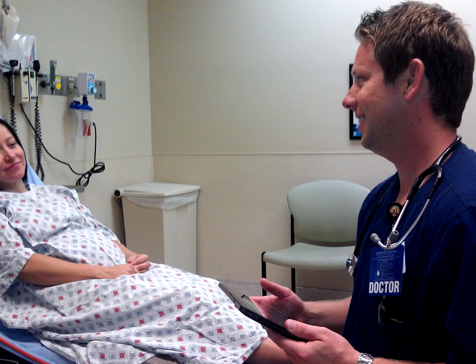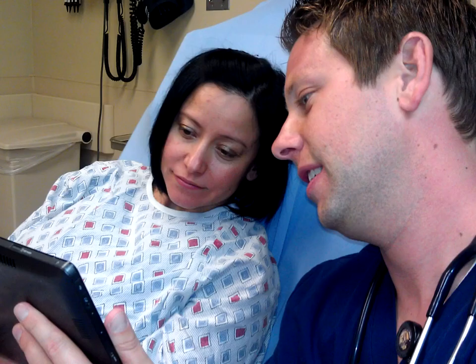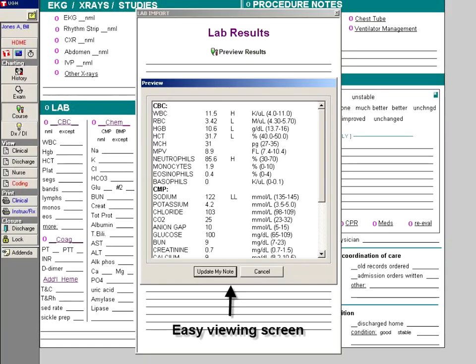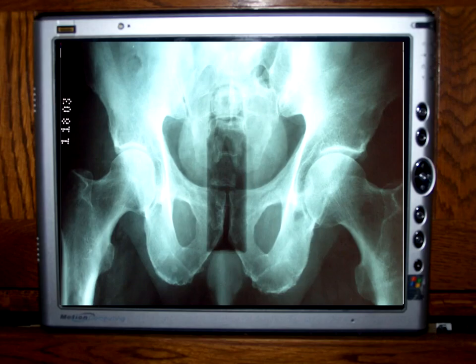When the labs and radiology are all finished, Dr. Jacobson returns to Betsy. On his tablet, he shows her the lab results and the X-ray or ultrasound or CAT scan right on his tablet computer. He explains the diagnosis and treatment and either discharges her or admits her.